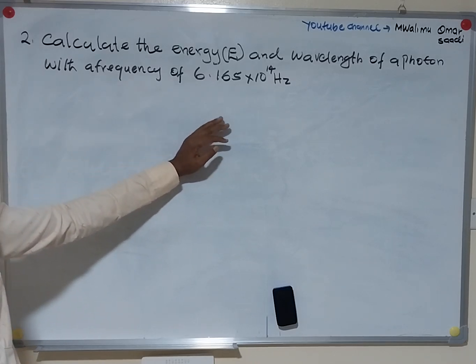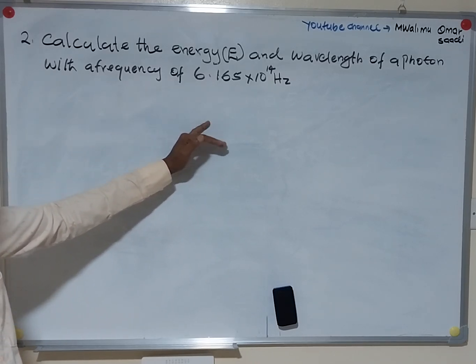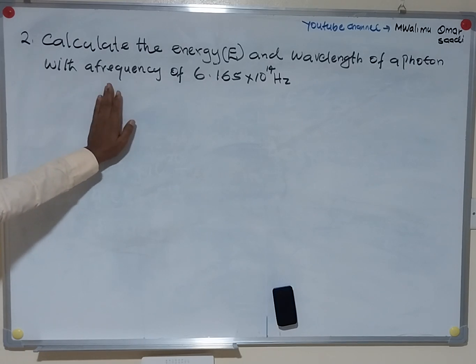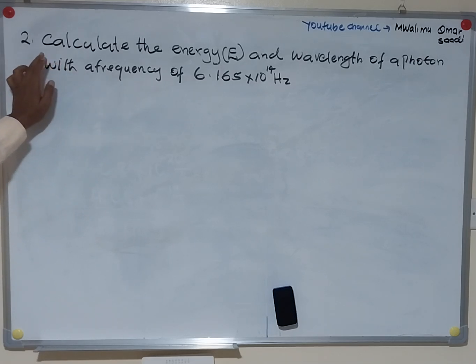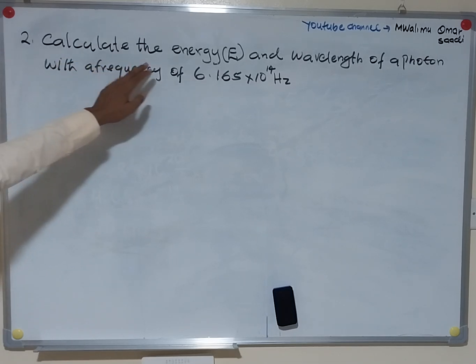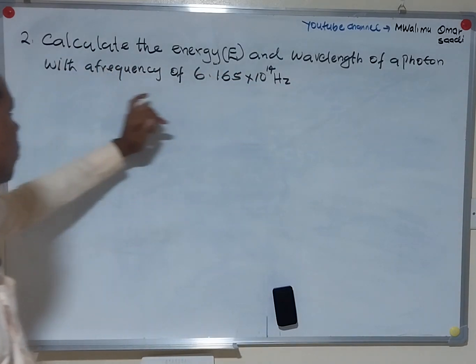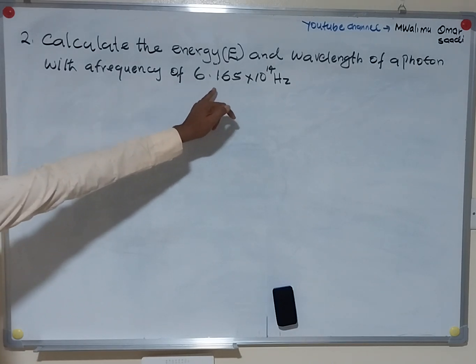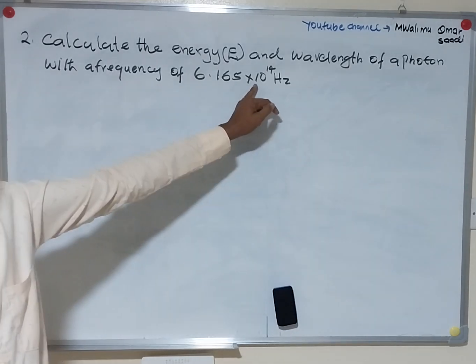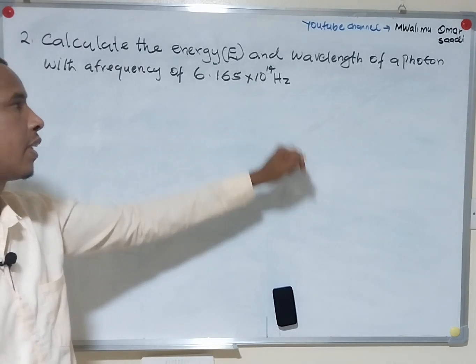Energy, calculations of energy, wavelength, and frequency. And this is the question that we need to look at in this video. So that is, calculate the energy E and the wavelength of a photon with a frequency of 6.165 times 10 power 14 hertz.